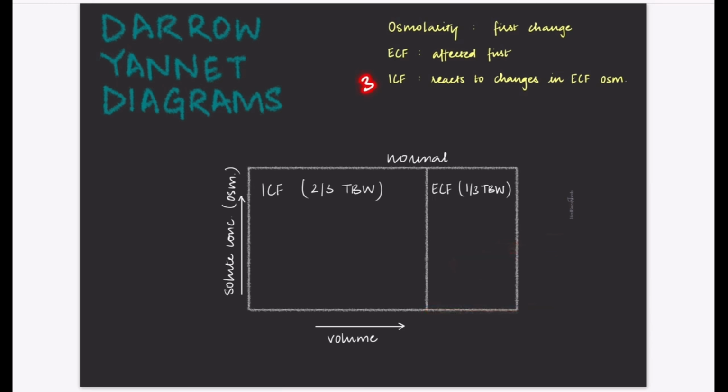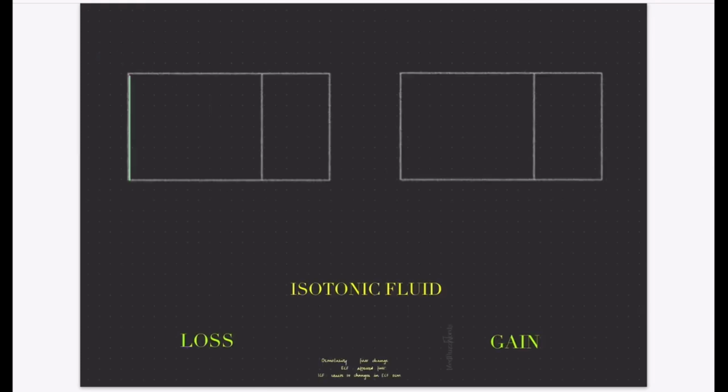And the third rule is that the ICF compartment is merely reacting to whatever is happening to the osmolarity in the ECF compartment. These were the three rules that we needed to know. Now let's look at what happens when we add or remove hypertonic, hypotonic, and isotonic fluids from the body. For ease of understanding, I've written the three rules that we had discussed here at the bottom of each slide.